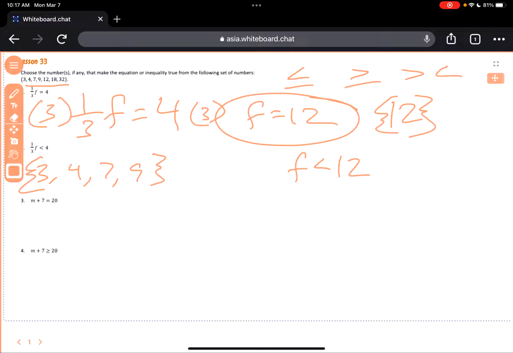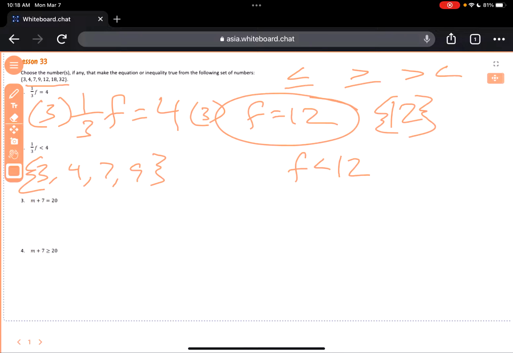And think about it. What's 3 times a third? 1. Is that less than 4? Yes. What about 9? What's 1/3 times 9? 3. Is that less than 4? So it's a true statement. Good. All right, number 3 says m plus 7 equals 12.